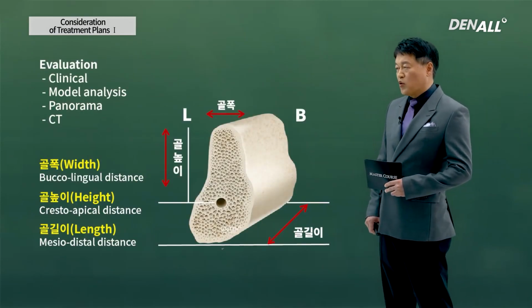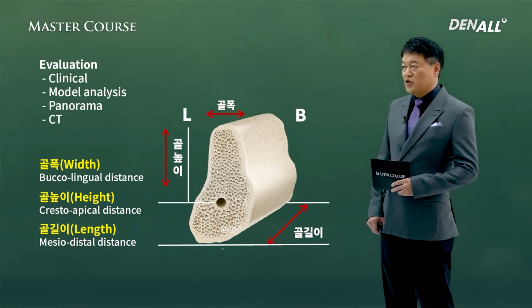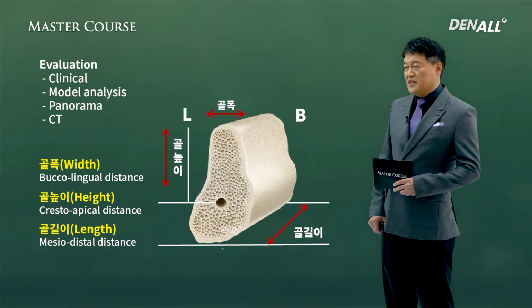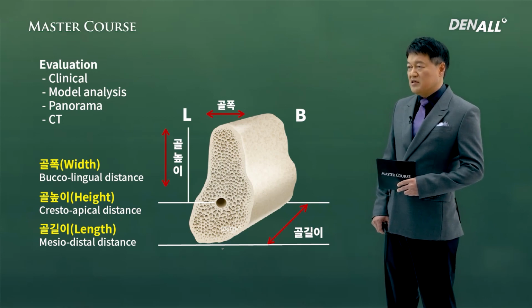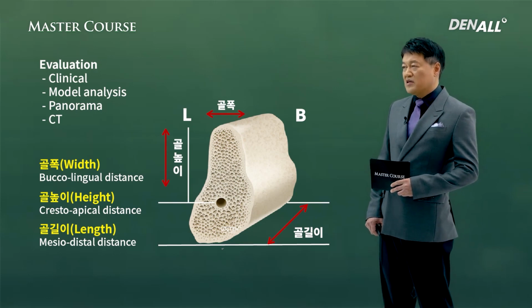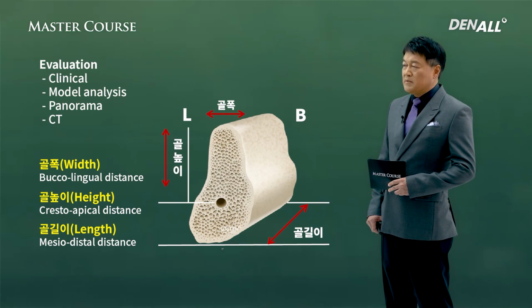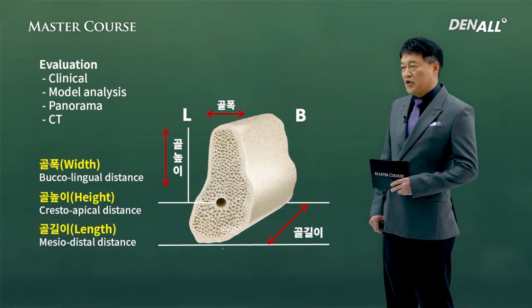Assessing bone quantity. We need to check bone width, buccolingual distance, and bone height, crestoapical distance, bone length, mesiodistal distance. These 3 factors need to be assessed. The assessment can be done clinically, on the model, panoramic image, or CT.